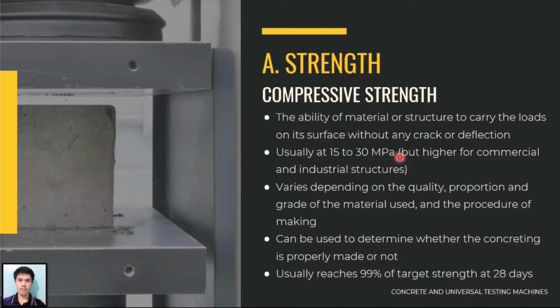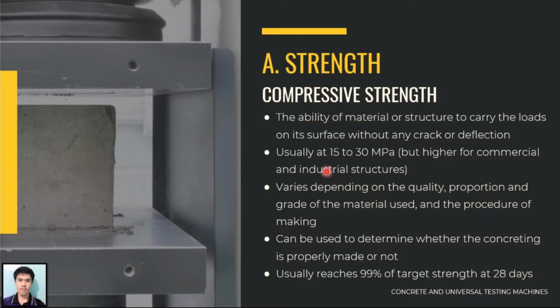The first one is strength. So may iba't ibang uri tayo ng strength. Merong compressive, tensile, flexural, and shear strength. Ang una is compressive strength. So ano nga ba ito? It is the ability of a material or structure to carry loads on its surface without any crack or deflection.